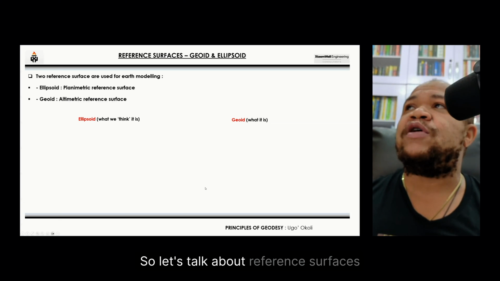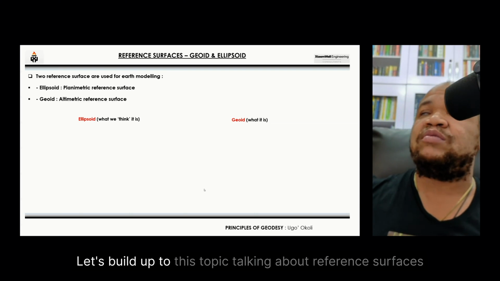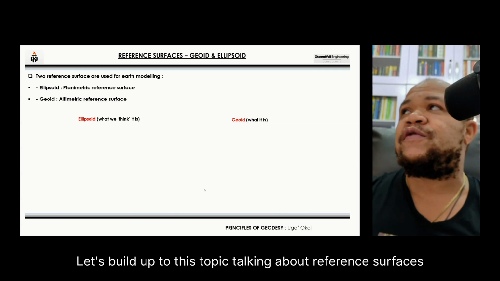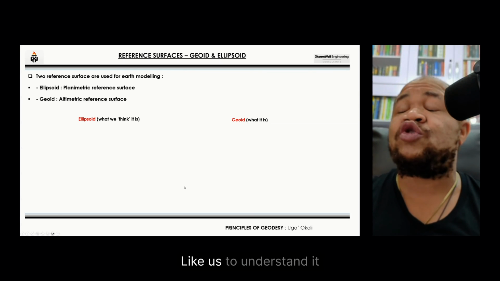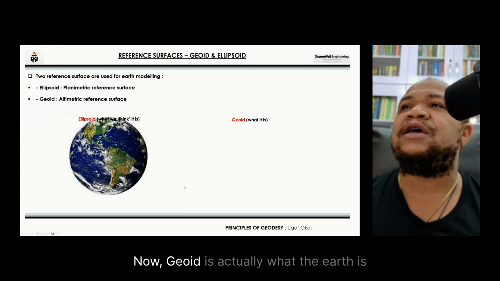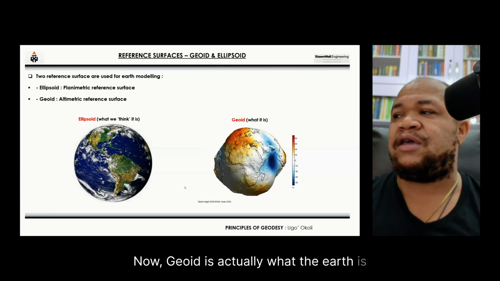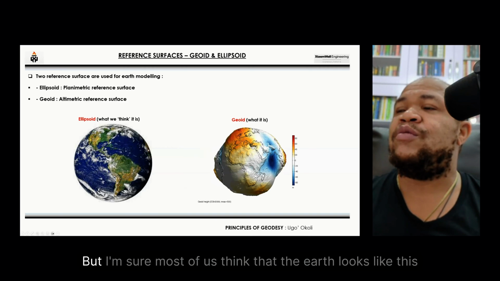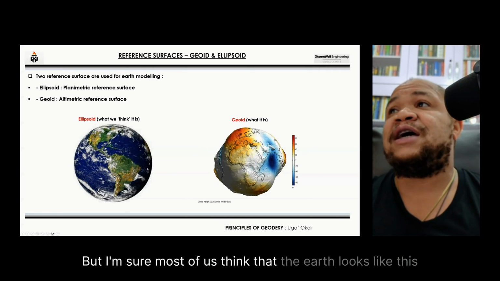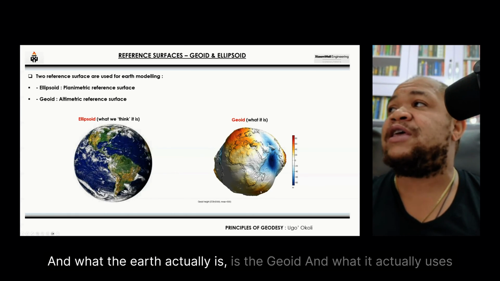So let's talk about reference surfaces, so let's build up to this topic. Talking about reference surfaces, we're looking at the geoid and ellipsoid, and I'd like us to understand it. Now, the geoid is actually what the Earth is. That is the shape to the right. But I'm sure most of us think that the Earth looks like this. So what we think the Earth is, the ellipsoid, and what the Earth actually is, the geoid.